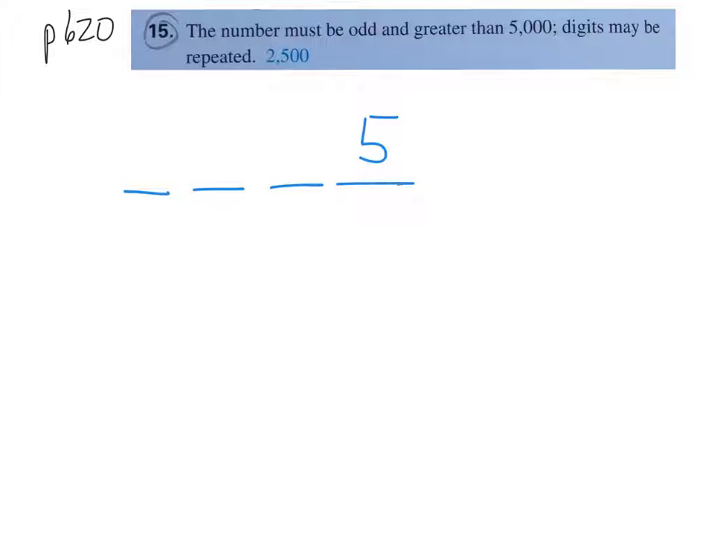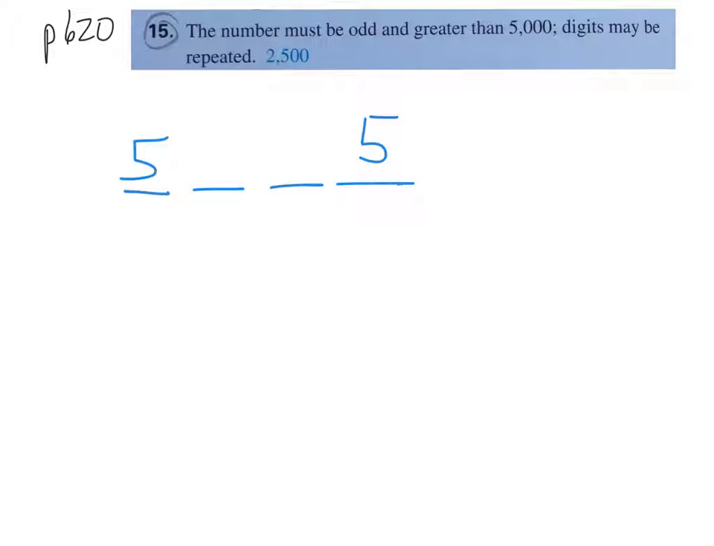Greater than 5,000 means our first slot over here, the thousands place, needs to be 5 or bigger, right? So if you're looking at the digits 0 through 9, you have the numbers 5, 6, 7, 8, and 9. That's 5 values you can choose that are 5 or bigger, right? 5, 6, 7, 8, and 9. Because we have to have those numbers in the thousands spot to guarantee that our number is greater than 5,000.